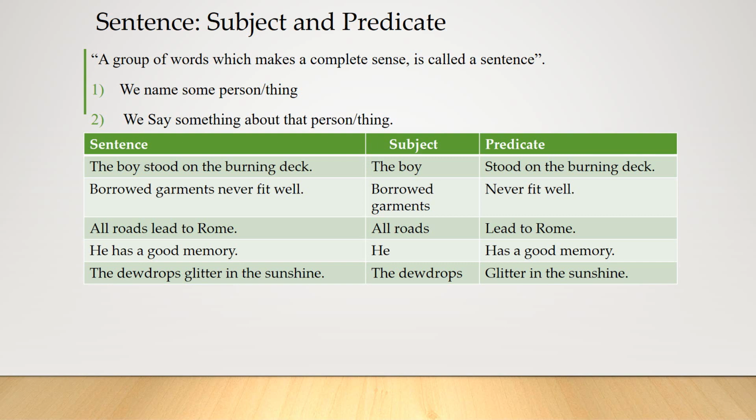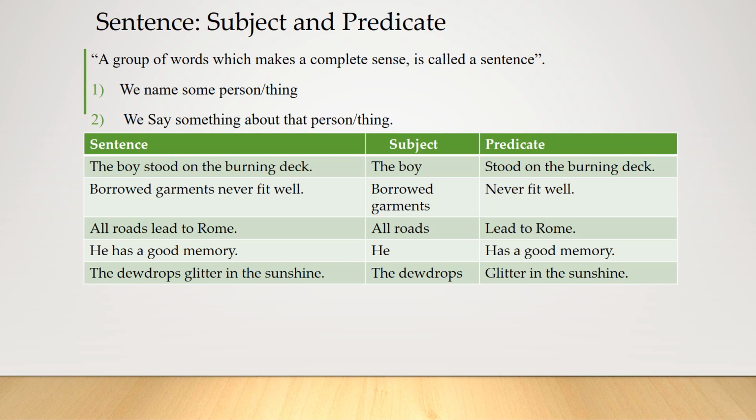To begin with the study of a sentence, we define a sentence as a group of words which make a complete sense. So we must have a subject to speak about in a sentence, and we must say or predicate something about that subject. When we make a sentence, we name some person or thing. We say something about that person or thing.